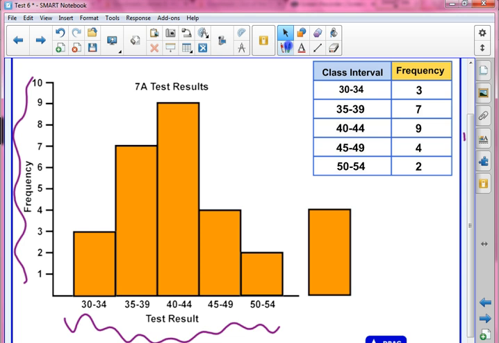And that's all a histogram is. You count the frequencies, and then you make a histogram. That's all there is to that.